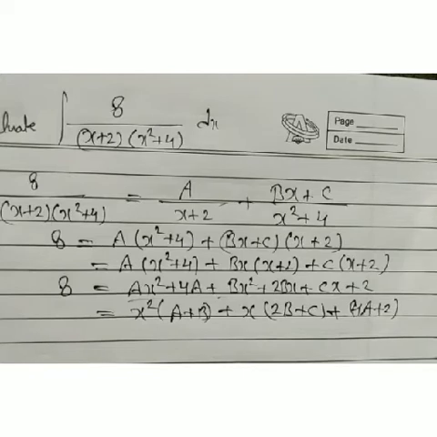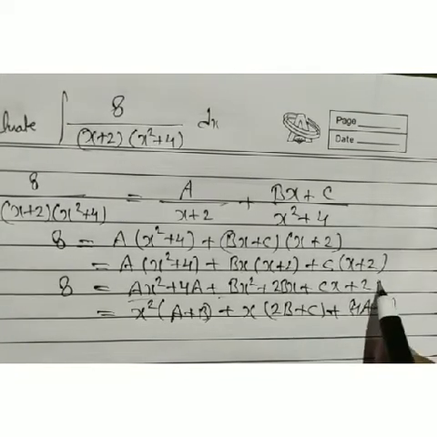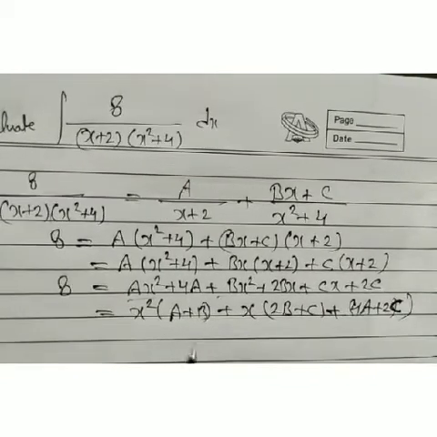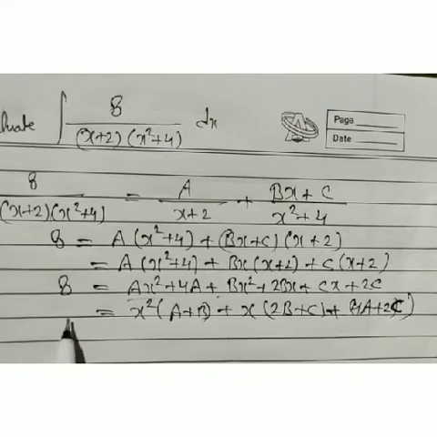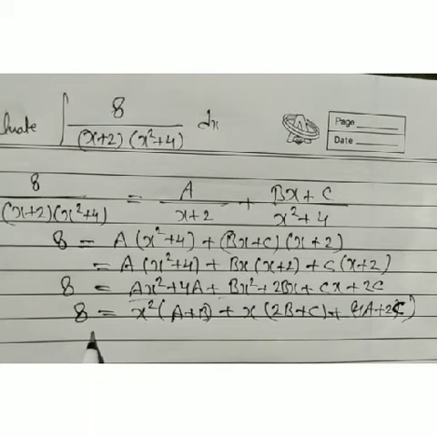Now we are going to get the values by comparing. Look, we have one mistake there: it is 2x plus 2c. Now for x square, it's a plus b. Now we compare. Here we have only 8, so the coefficient of x square is 0, the coefficient of x is also 0, but our constant term is 8. Then what do we have?